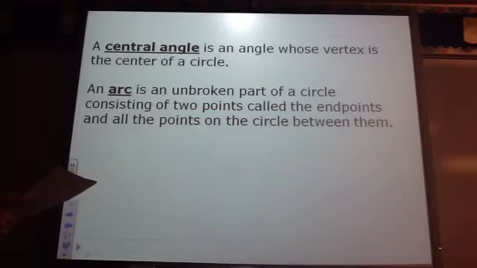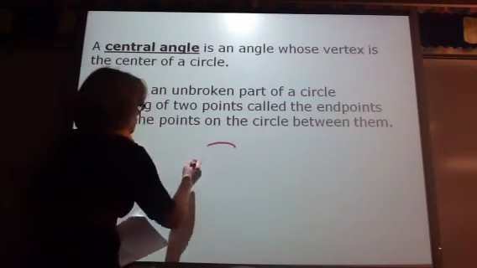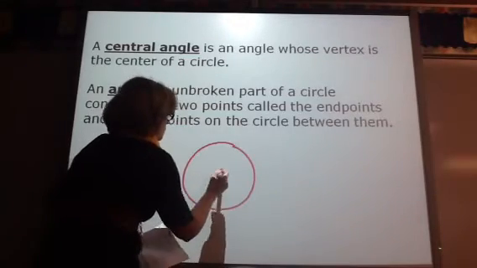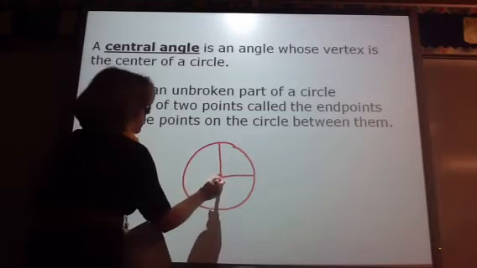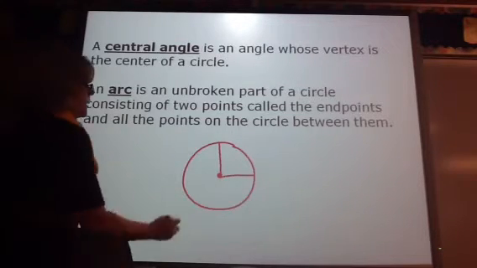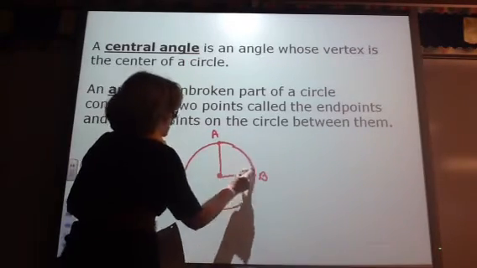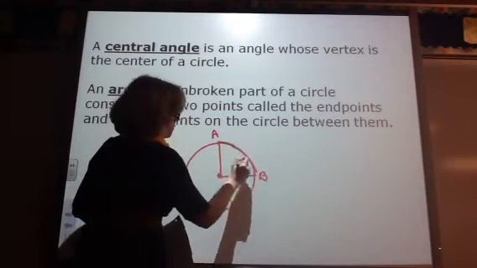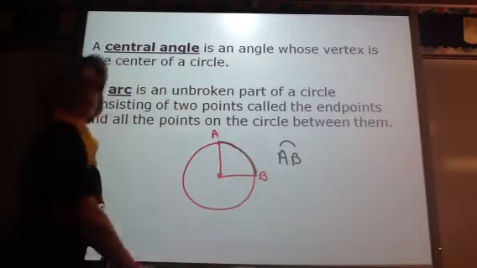An arc, so here's a circle. This would be an example of a central angle whose vertex is in the center of the circle. An arc is an unbroken part of a circle consisting of 2 points called the endpoints and all the points on the circle between them. So if we call this A and we call this B, this right here would be called arc AB.